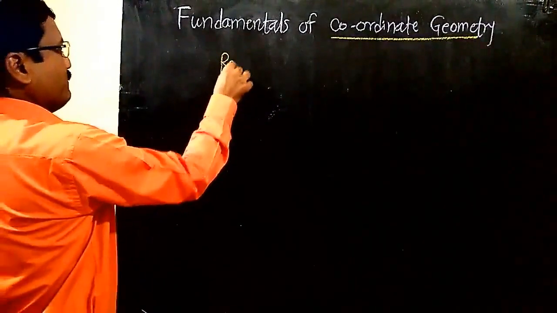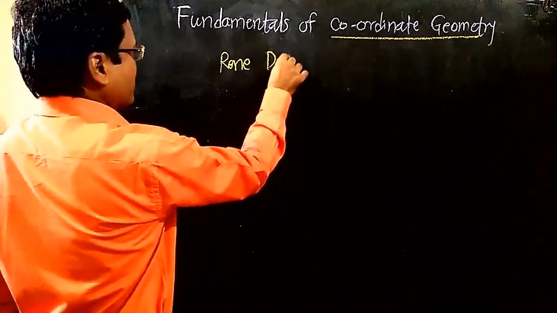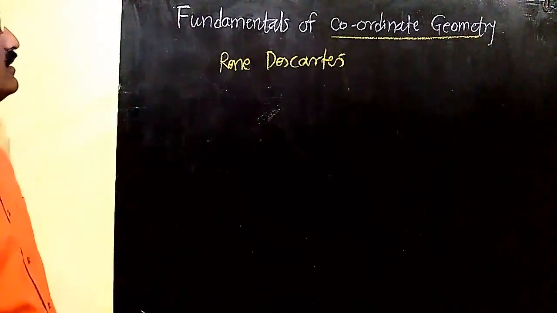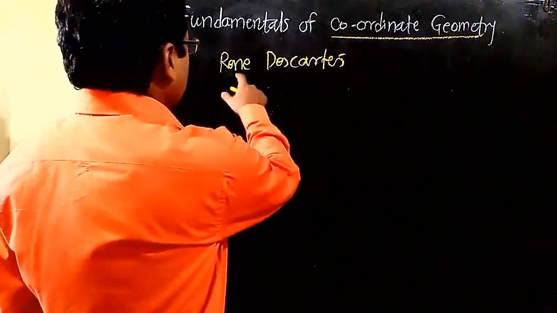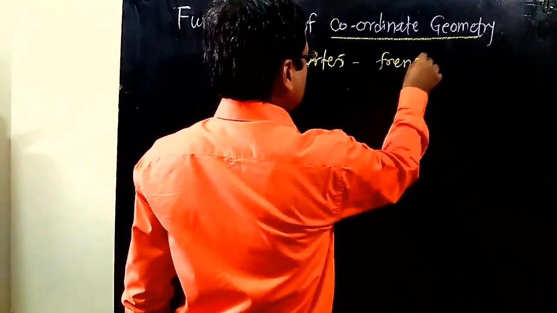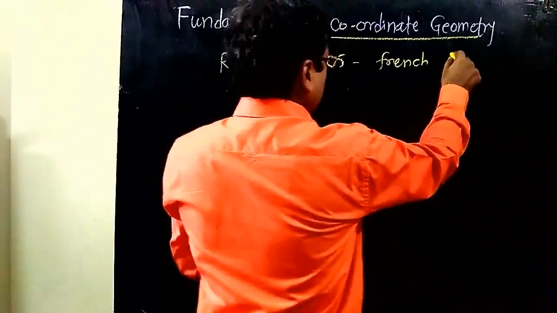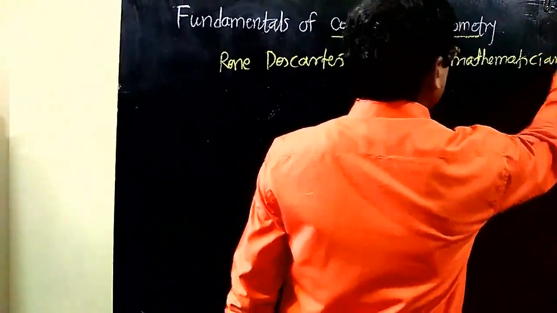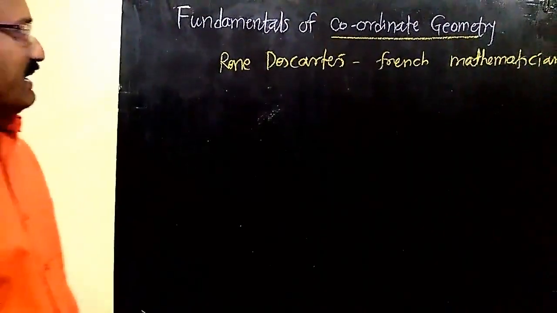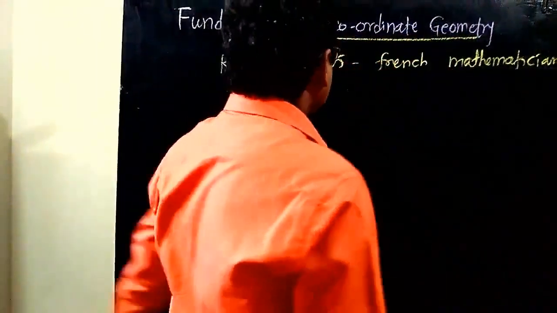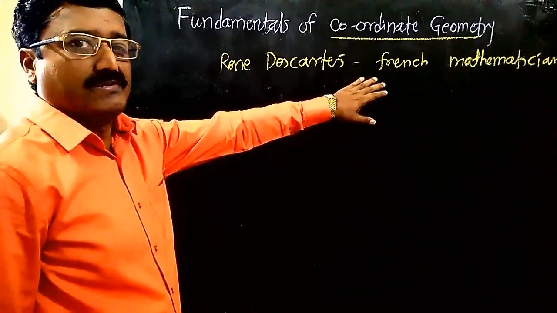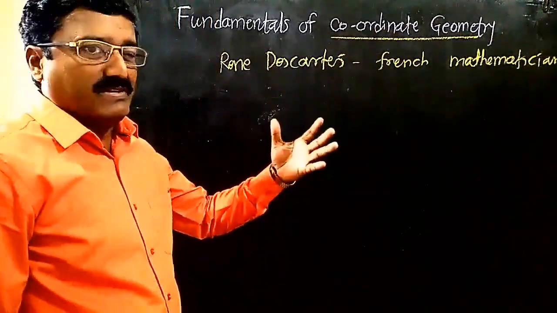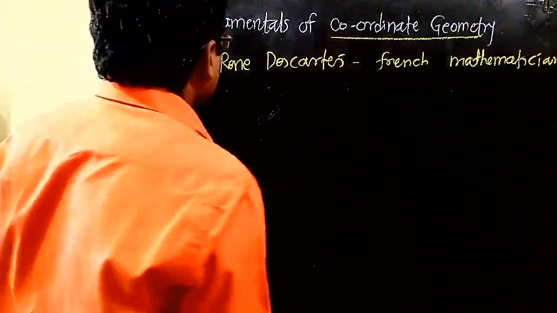the name René Descartes comes with that, because René Descartes is a mathematician or philosopher who is the pioneer of this coordinate geometry, and he is the first mathematician who used algebra in geometry to give the information of geometry in algebraic language or symbols.